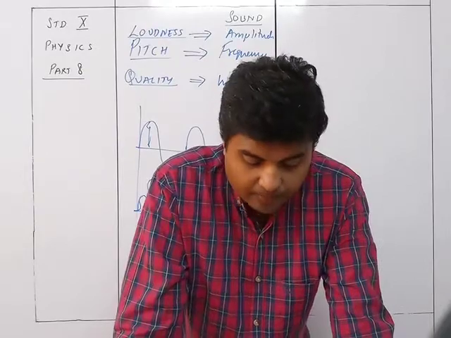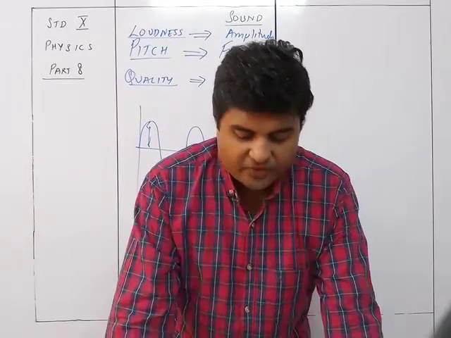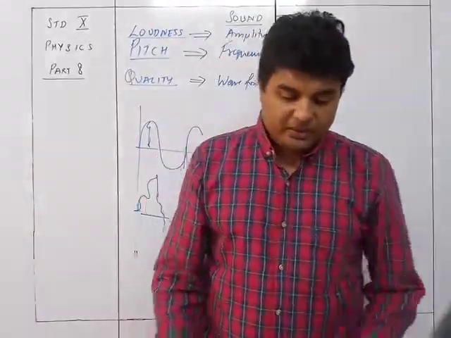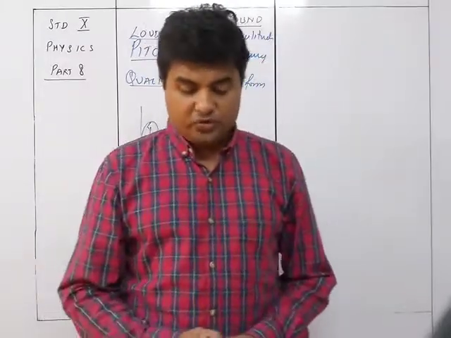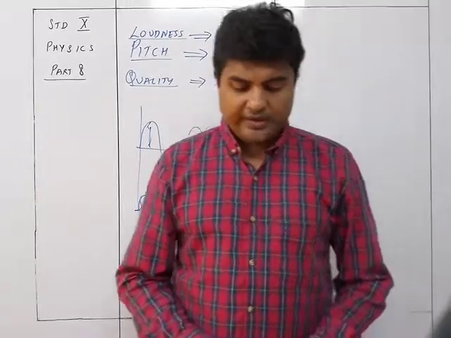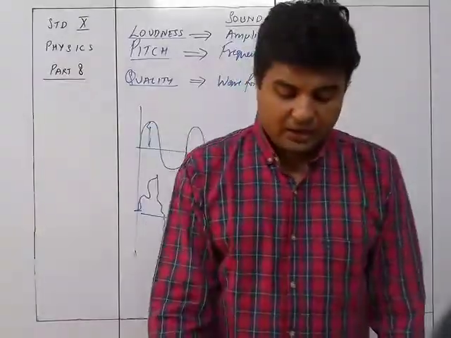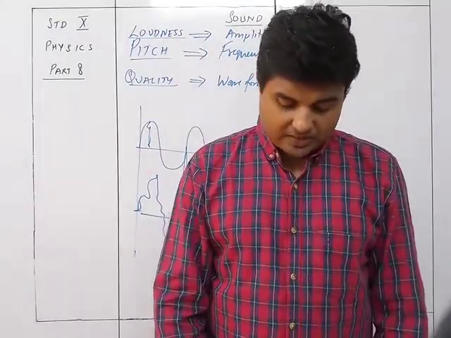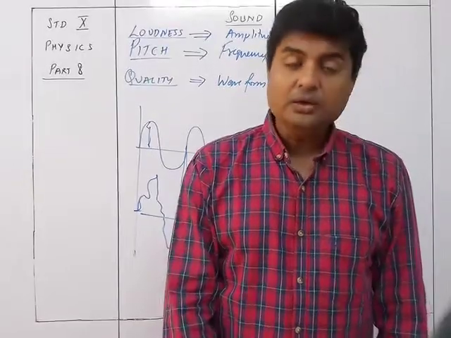In music, the waveform is regular. In noise, the waveform is irregular. For example, the sound produced by a musical instrument is music, and the sound produced by an aeroplane, road roller, industrial machines, etc. is noise. So this is about the chapter on sound.